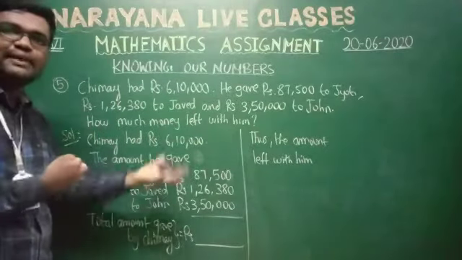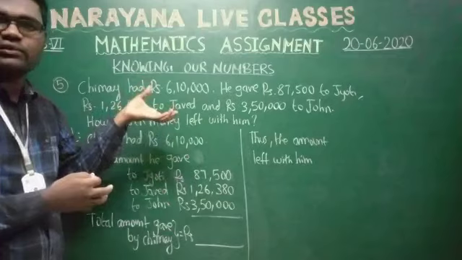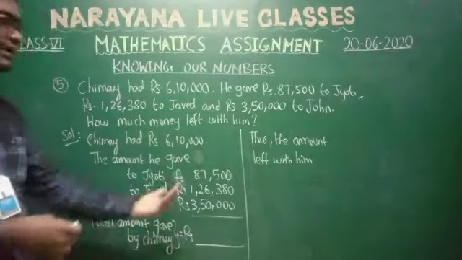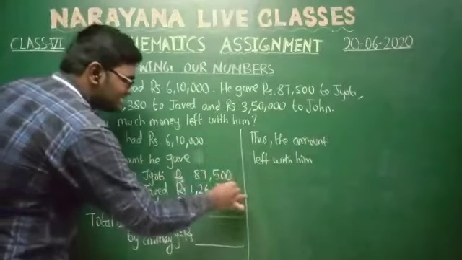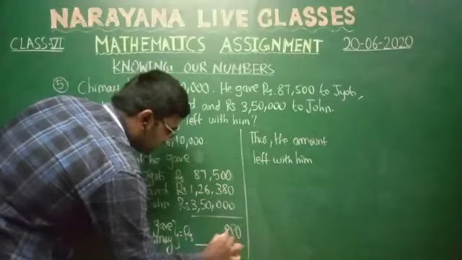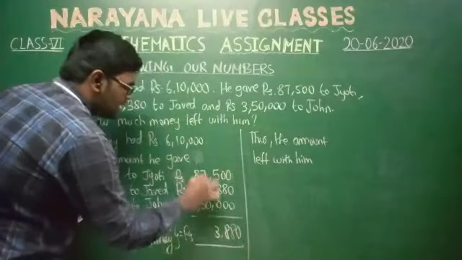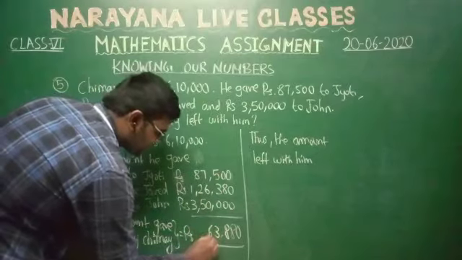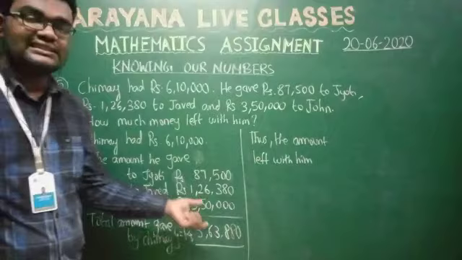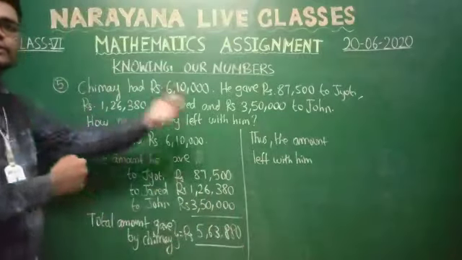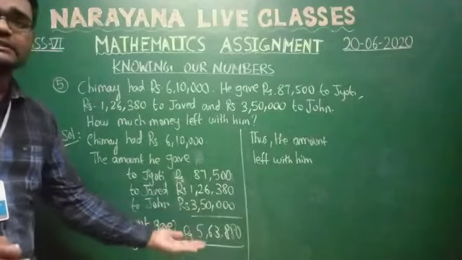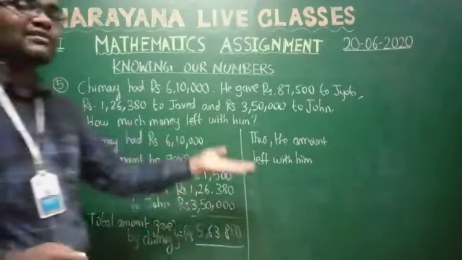So in the last problem, how much did he spend? That total minus the actual amount he is having. Like that only you have found, no? Similarly, here you have to find how much amount he has given in total. So what you have to do? We have to add these three values: 0, 8, 8, 13, 16, 5. It is rupees 5,63,880 he had given to his friends. The total amount given by Chinmay. How much amount did he give? 5,63,880.